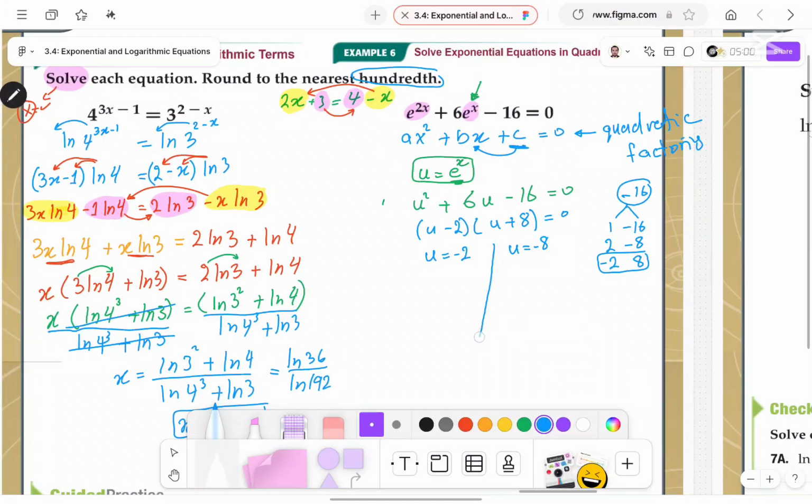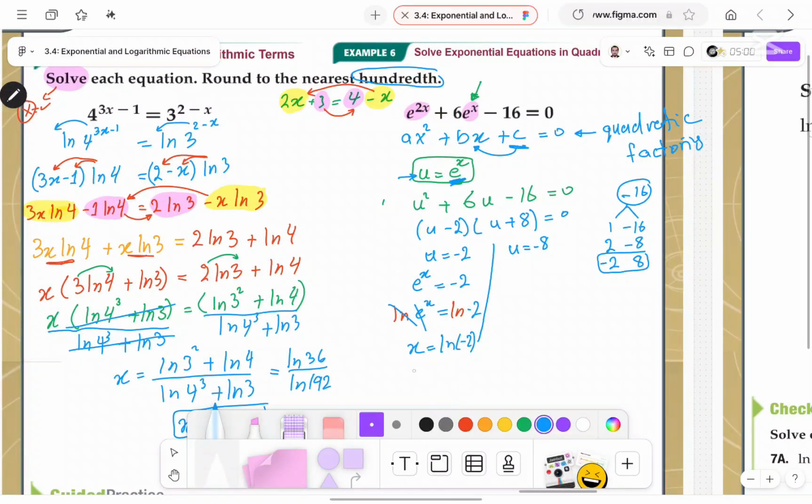Now we haven't finished yet. I know that u is equal to what? u is equal to e to the power of x. So now replace u with e to the power of x, so it becomes e to the power of x equal to 2. Now how can I remove e? To remove e, I need to take ln of both sides. So ln e to the power of x equals ln 2. Now I can cancel the ln with the e.